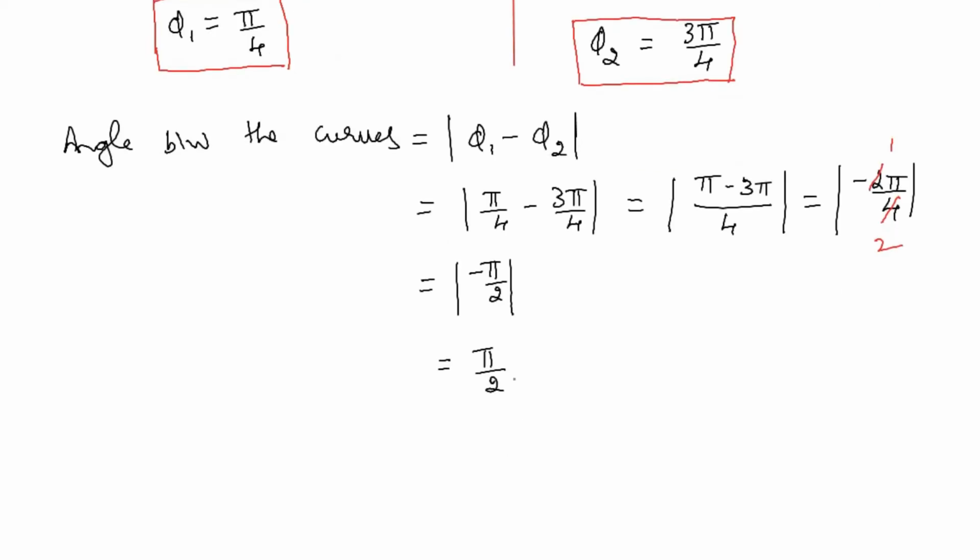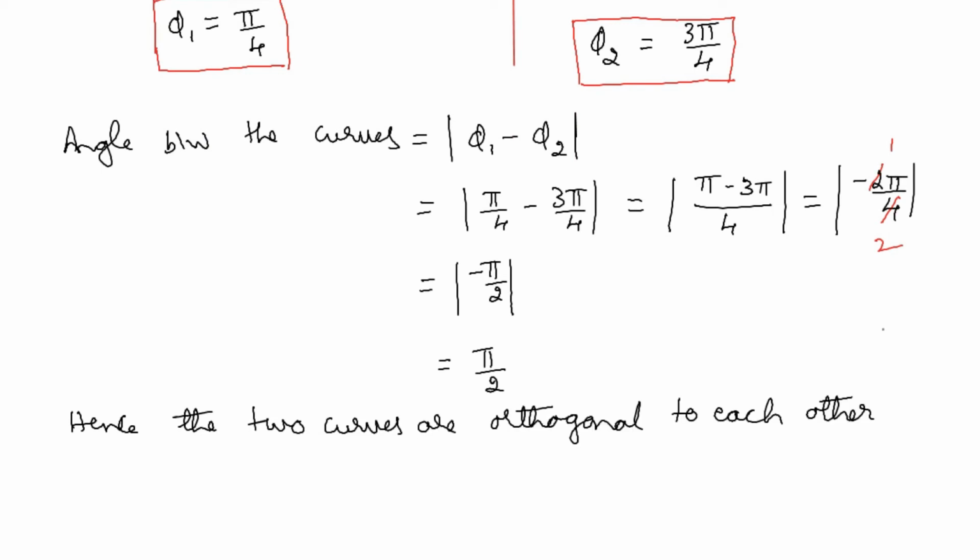Hence we have got 90 degrees, which means that the curves are orthogonal to each other. Hence, the two curves are orthogonal to each other. So that is the required solution. Let us move on to the next question.